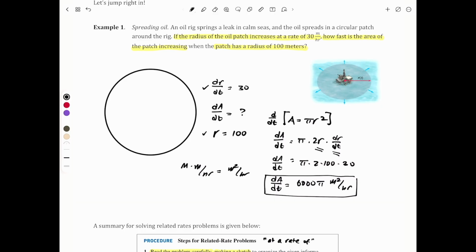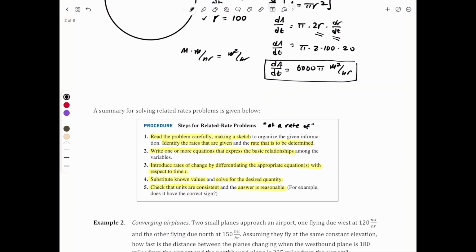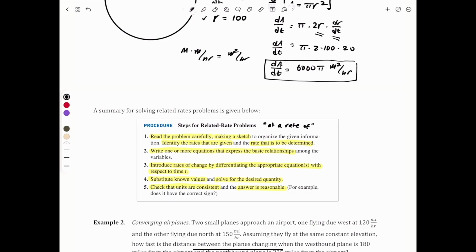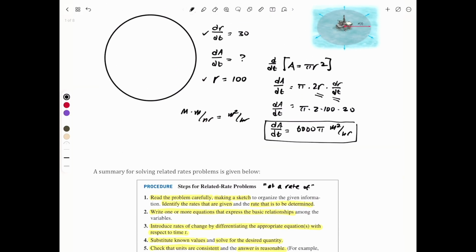Sometimes common sense will win the day, and you can do it however you want. But just at that step 5, ask: does everything make sense? 6,000 pi square meters, okay, it's positive, so the circle is growing. And square meters per hour seems like a reasonable unit. If not, I'd go back and check for mistakes.